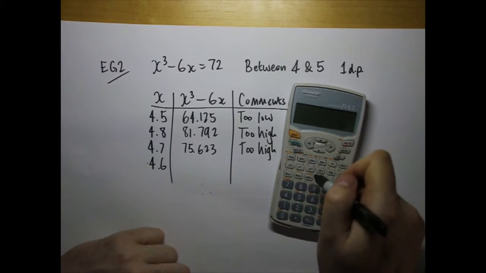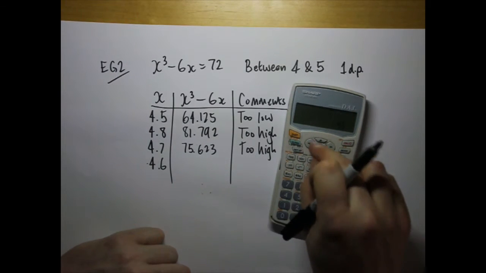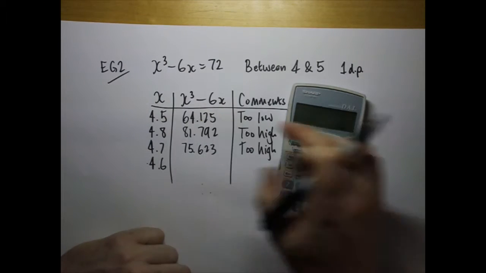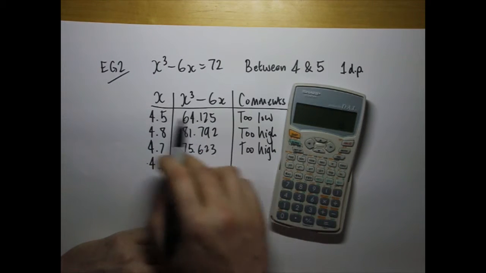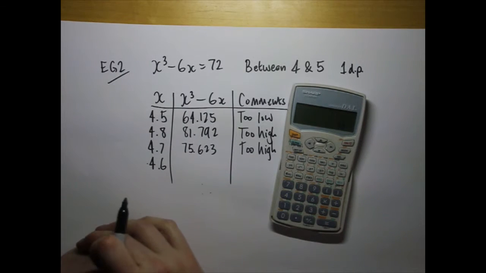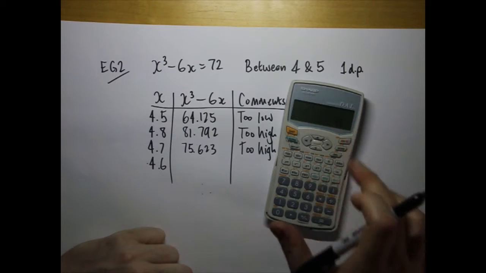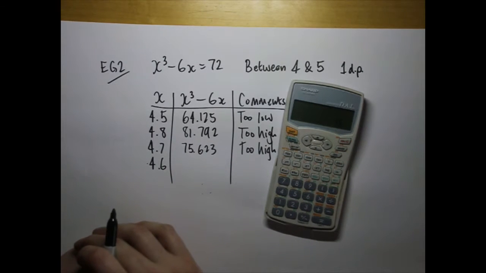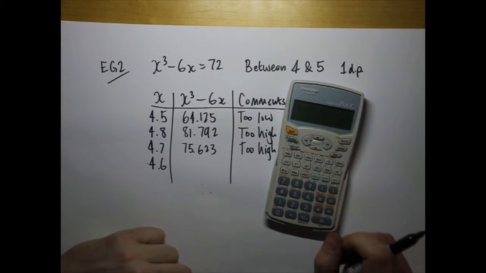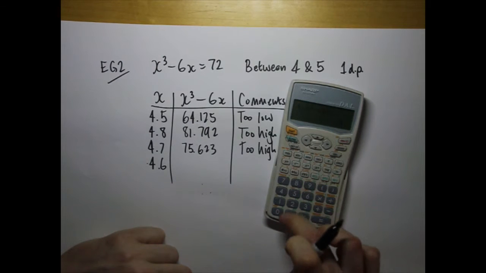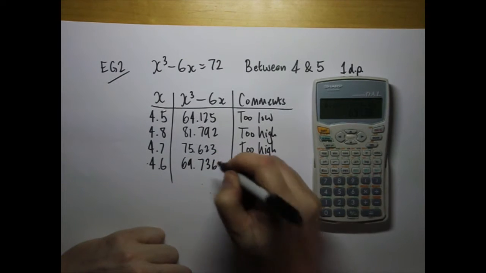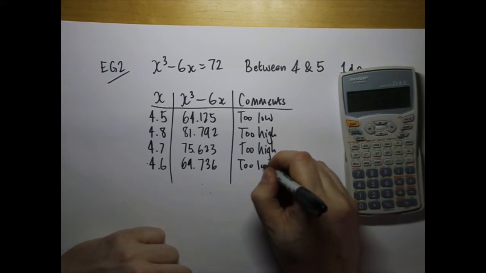By the way, on your calculator like mine, you may be able to go back a few steps in the calculation and change the numbers. So I could have used the same input from the first entry I did, and just changed the number 4.5 to 4.8 and to 4.7 and so on. But I think it's actually quicker on this calculator anyway to just retype it. So anyway, 4.6 cubed minus 6 times 4.6 gives us 69.736. So again, slightly too low.